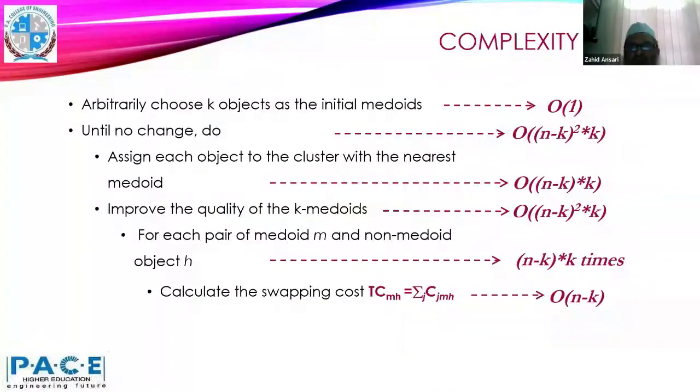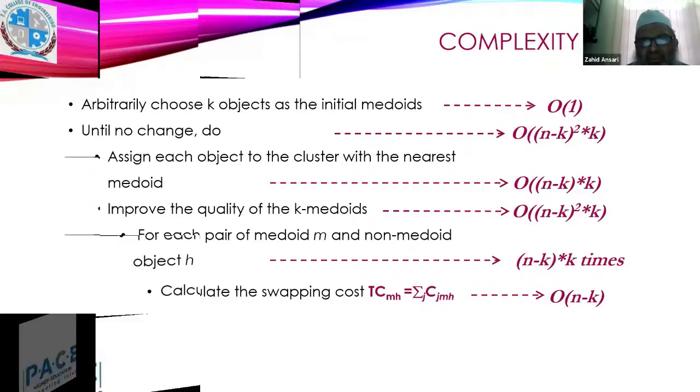Okay, so what is the time complexity over here? The selection of the K objects is simple, just O(1), constant time. But this loop requires (n minus k) square into k. Usually n is too large, so the order is n square, n square into k, that is the time complexity. That's why PAM, partitioning around medoids, doesn't scale well for medium sized or large sized data sets.